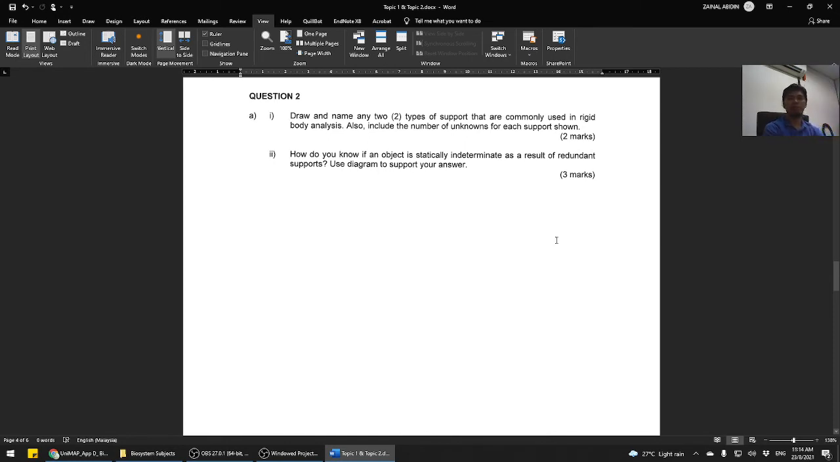For question 2, let me read it for you. Draw and name any two types of support that are commonly used in rigid body analysis. Also include the number of unknowns for each support. Okay, draw and name any two. This is the easiest in the world. For example, you can answer this question using a simple problem of a beam here. This is pin, this is roller. Okay, draw and name. This is pin, this is roller.